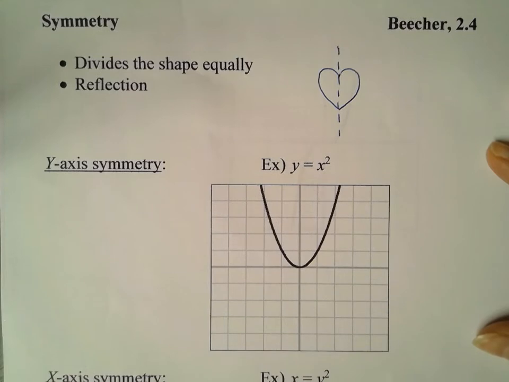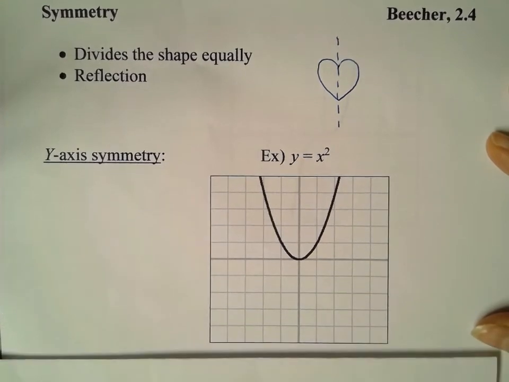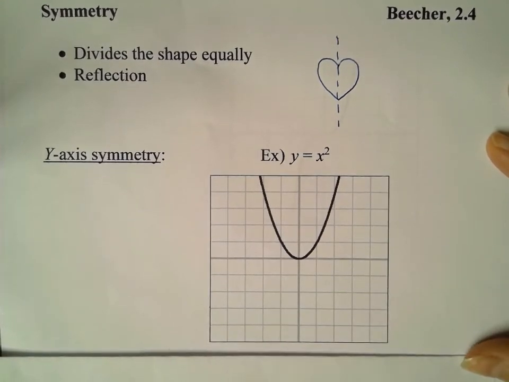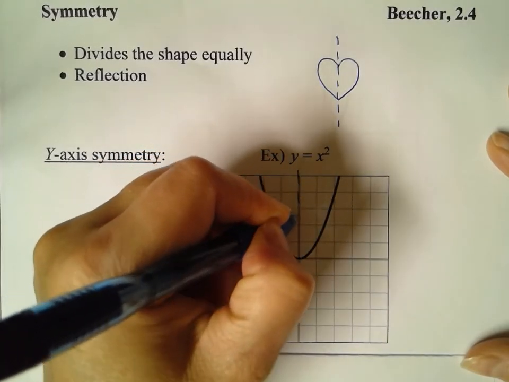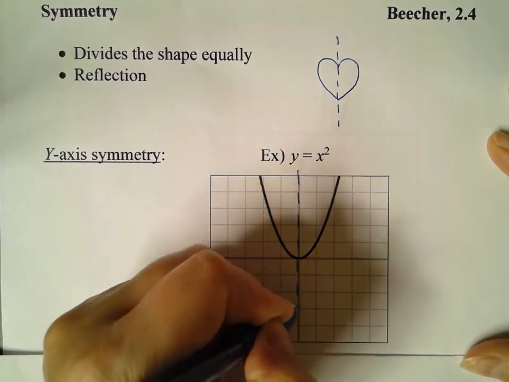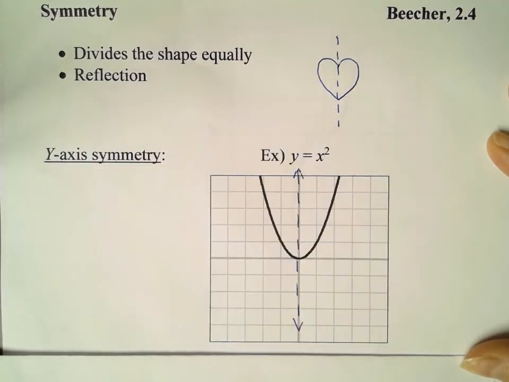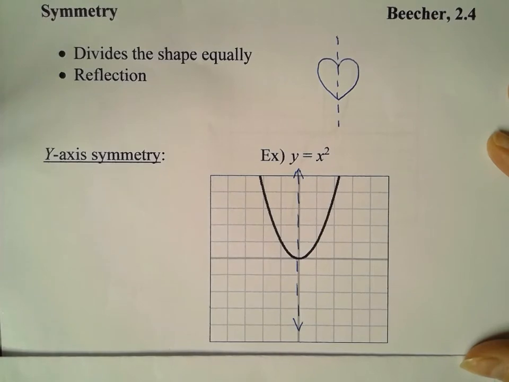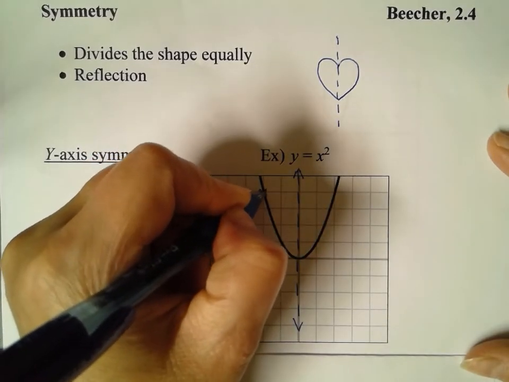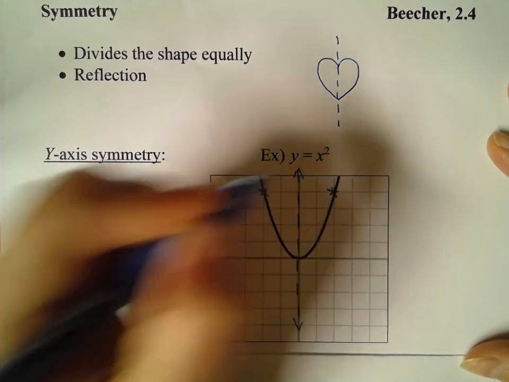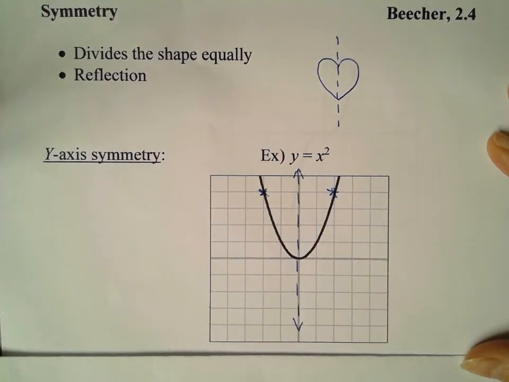The first type is symmetry over the y-axis, and the parabola is the best example for that. The y-axis here would be our line of symmetry. So the y-axis divides this parabola shape into two equal parts, and so we could say it was symmetric. When we do this visually, we're seeing mirrored points on either side of this axis of symmetry, or this line that we're slicing on. Okay, and so that indicates that the shape is symmetric.